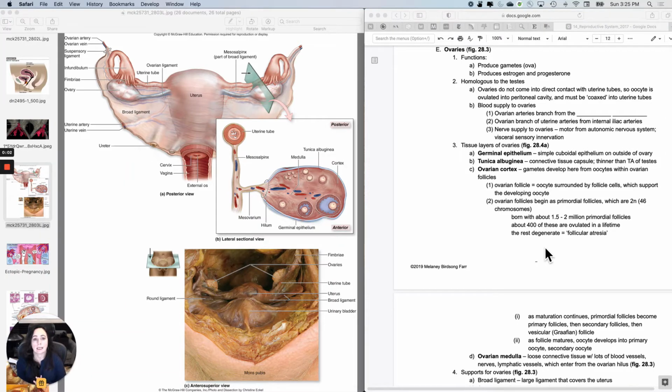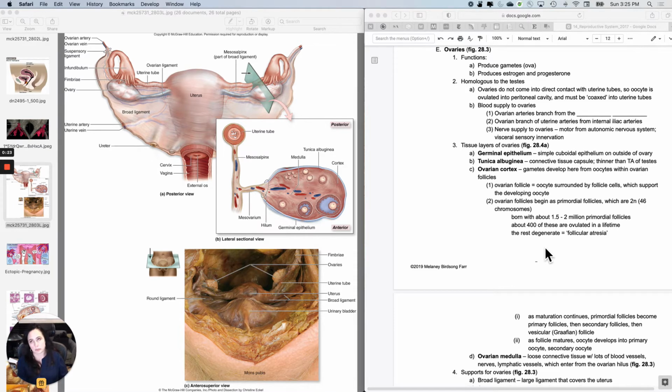Ovaries. So the ovaries are, of course, the female gonads. They are homologous to the testes in a male. They develop differently, of course, about 6 weeks after fertilization, when they'll start going down one path or the other.